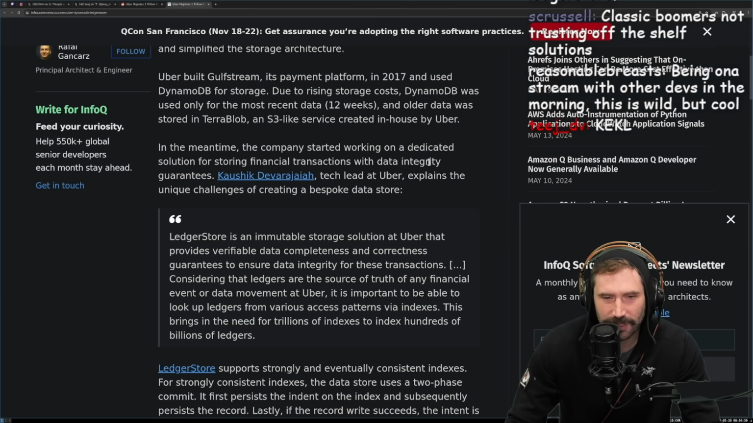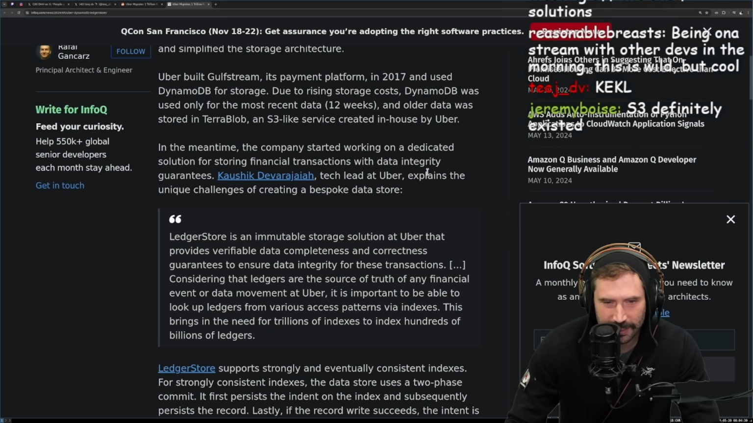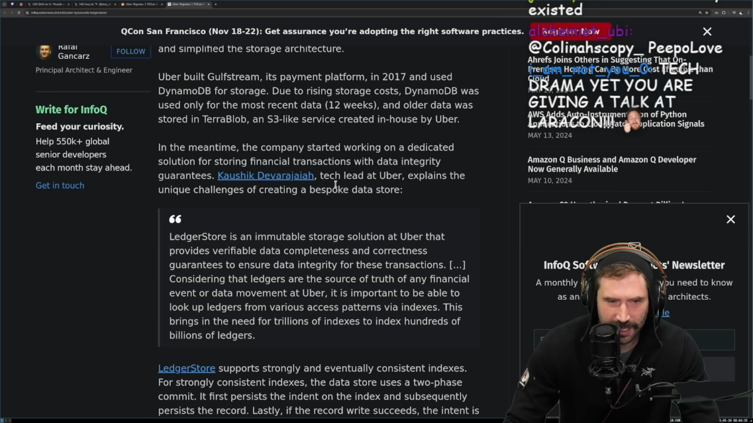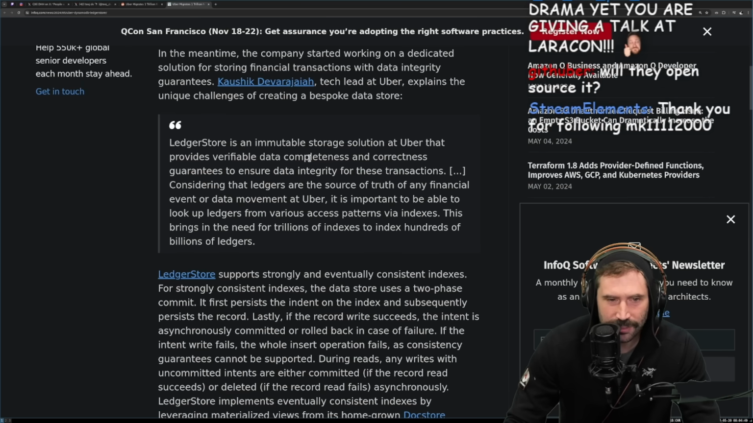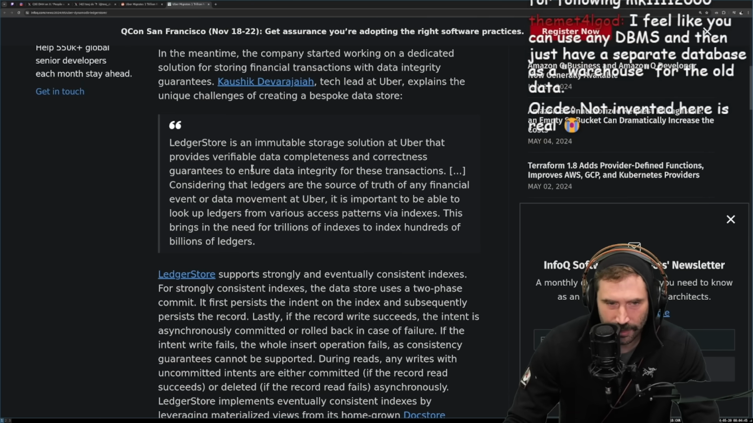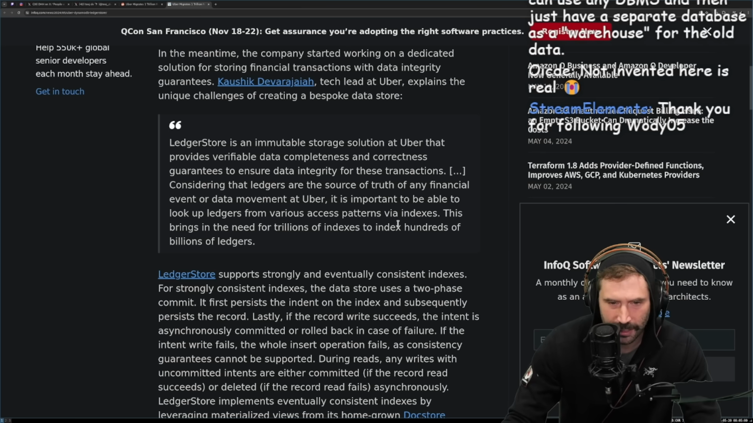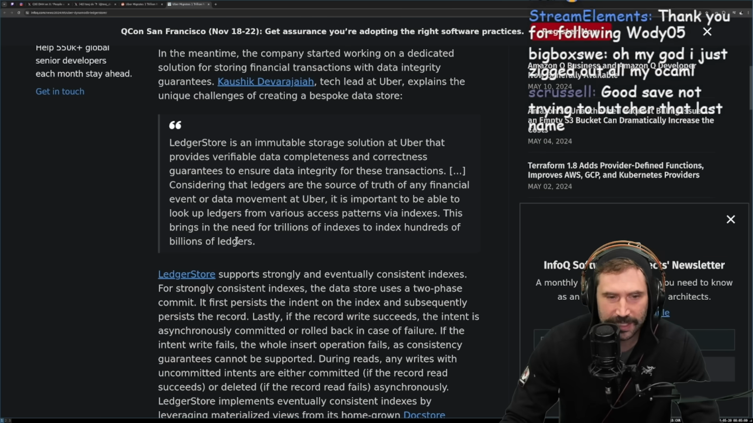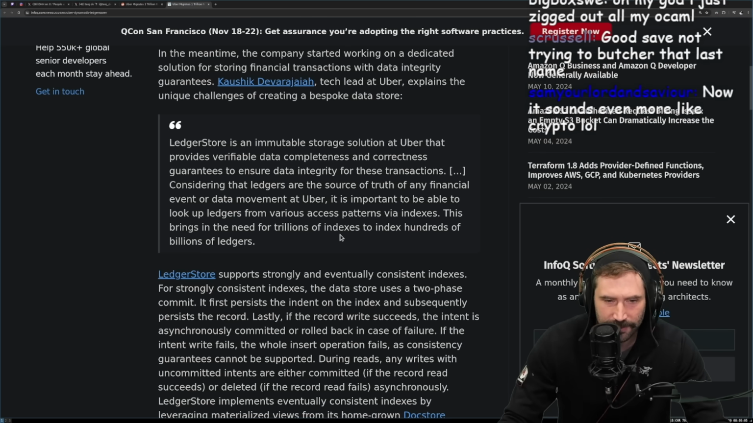In the meantime, the company started working on a dedicated solution for storing financial transactions with data integrity guarantees. And Kashik, a tech lead at Uber, explains the unique challenges of creating a bespoke data store. Ledger Store is an immutable storage solution at Uber that provides verifiable data completeness and correctness guarantees to ensure data integrity for these transactions, considering that ledgers are the source of truth for any financial event or data movement at Uber. It is important to be able to look up ledgers from various access patterns via indexes. This brings in the need for trillions of indexes to index hundreds of billions of ledgers.